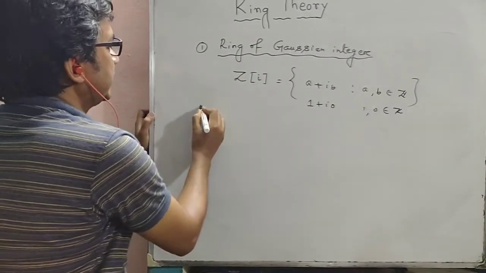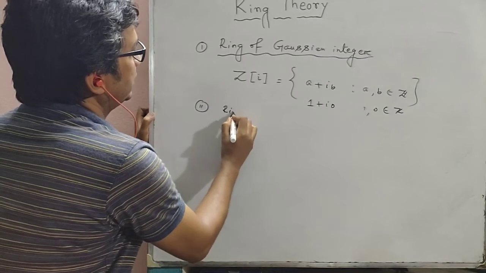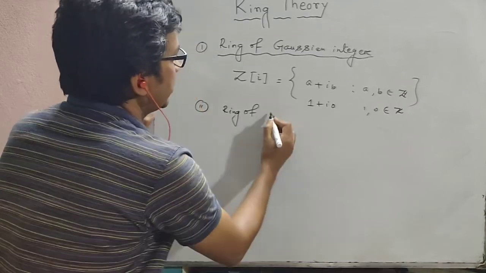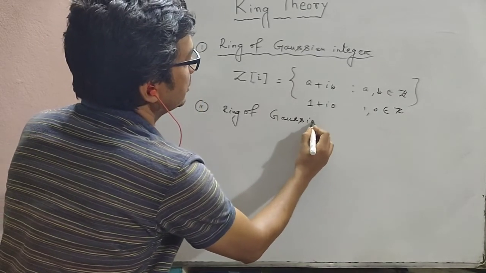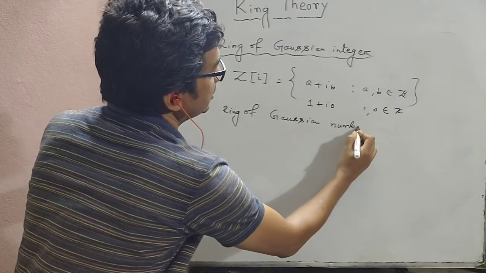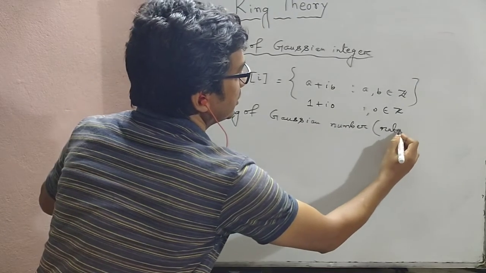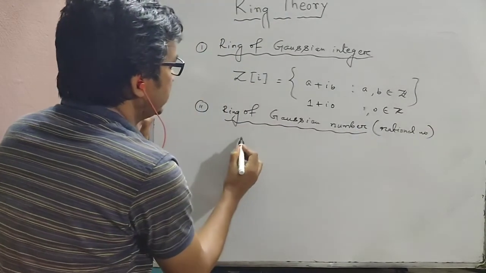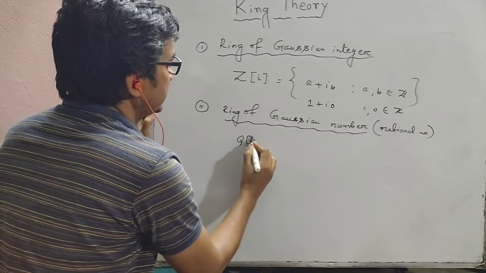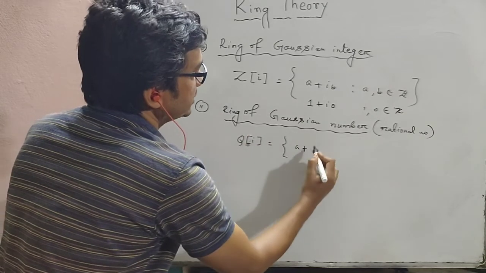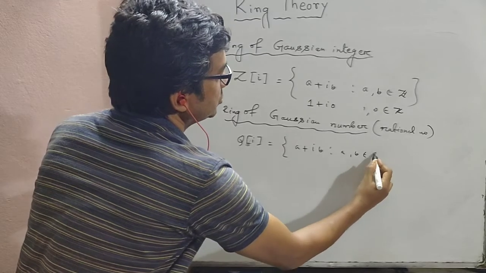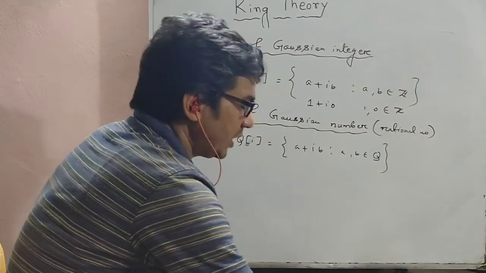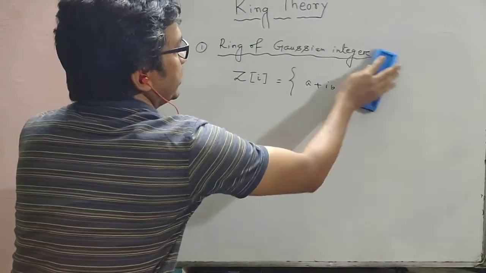Now similarly, the ring of Gaussian rational numbers, and here the notation is Q[i], equal to the similar set a plus ib such that a, b belong to Q. Okay, now we go to another important example.